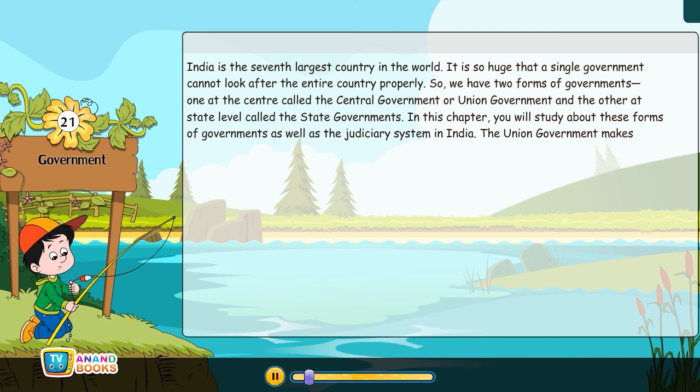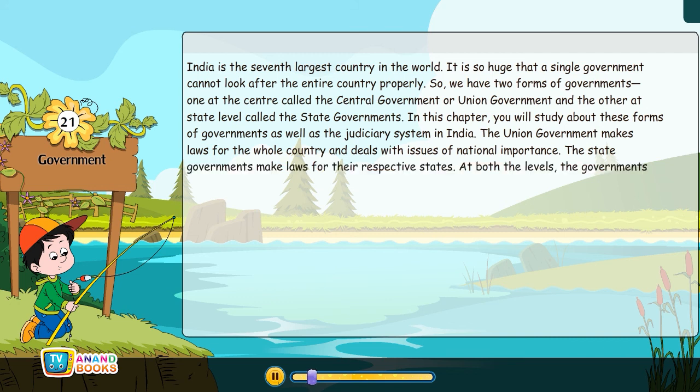In this chapter, you will study about these forms of governments as well as the judiciary system in India. The union government makes laws for the whole country and deals with issues of national importance. The state governments make laws for their respective states. At both the levels, the governments work together to make laws, implement them, and do justice.